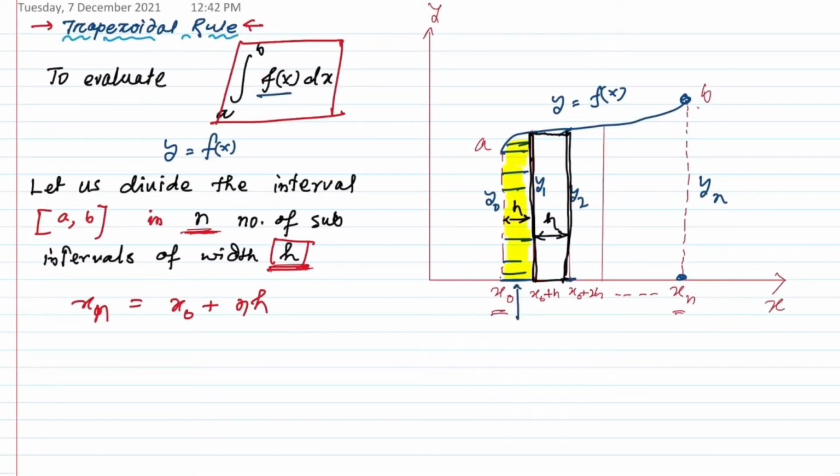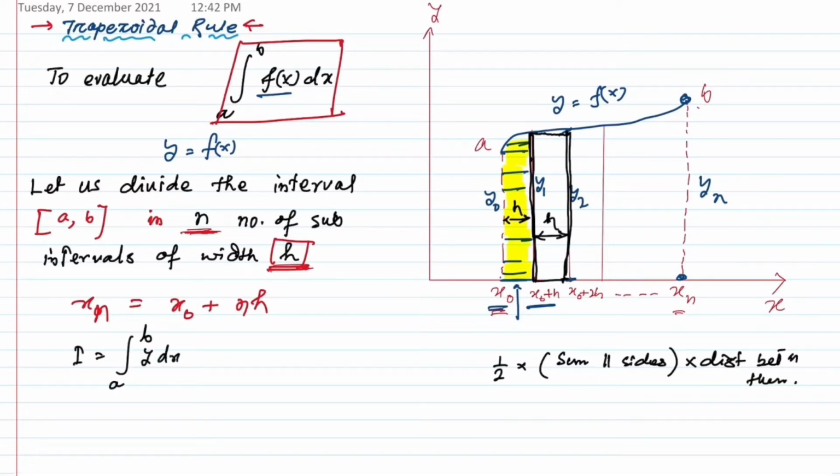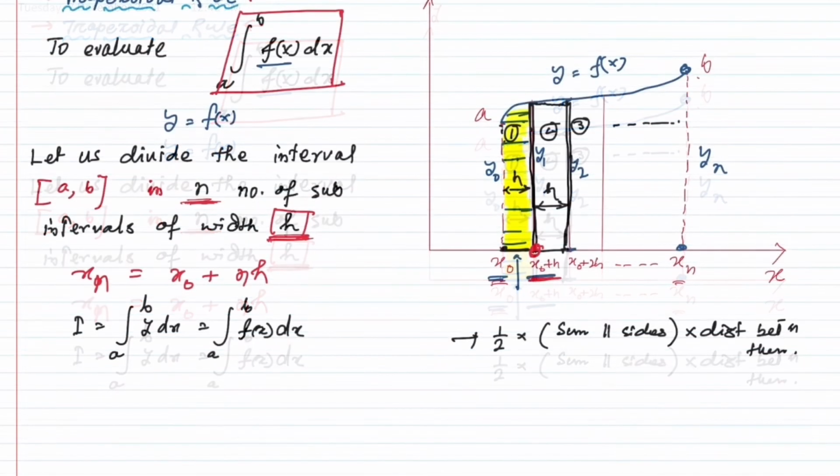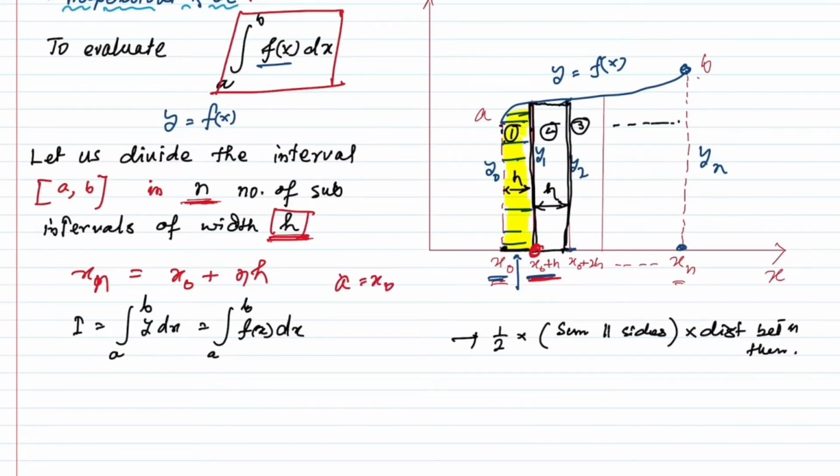So now let us find the area of this first section from x naught to x naught plus h. We know the area of a trapezium is given by half into the sum of the parallel sides and the distance between them. The integral from a to b of y dx is nothing but the integration from a to b of f of x dx. So we have to add the area of all these trapeziums. And remember one thing, here a is nothing but x naught and b is xn.